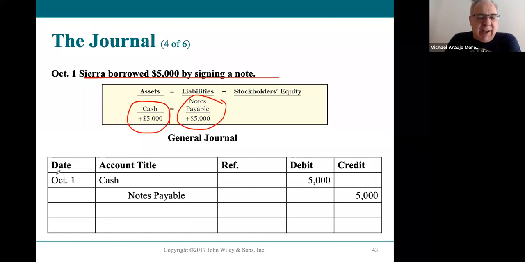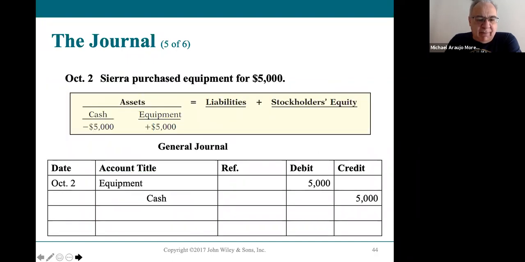Right? So again, in our journal, the date goes first. The account that's debited is listed first. So $5,000 debit to cash was listed first. Notice how the indent here just indicates to someone who's reading this that this is the account that was credited. That indent simply means that this is the account that was credited. Okay, so notes payable has a credit of $5,000, which makes perfect sense. That's all we're doing in the journal.